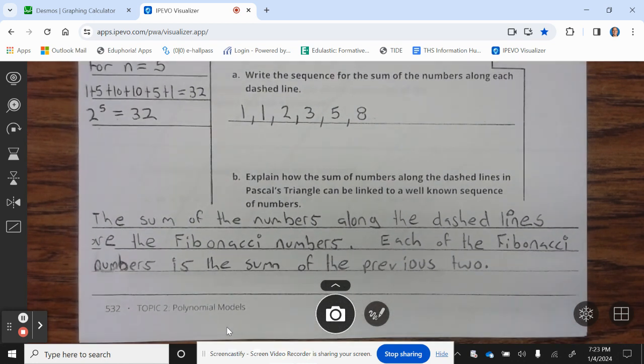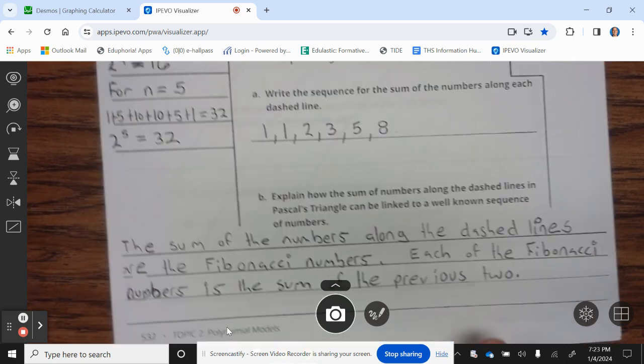Explain how the sum of the numbers along the dashed lines in the Pascal triangle can be linked to a well-known sequence of numbers. The sum of the numbers along the dashed lines are the Fibonacci numbers. Each of the Fibonacci numbers is the sum of the previous two. All right, let's take a look at the next page.